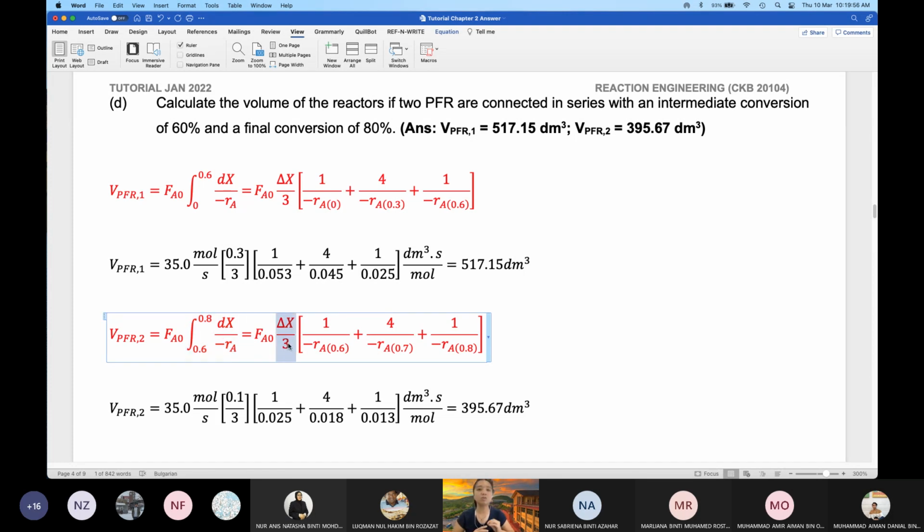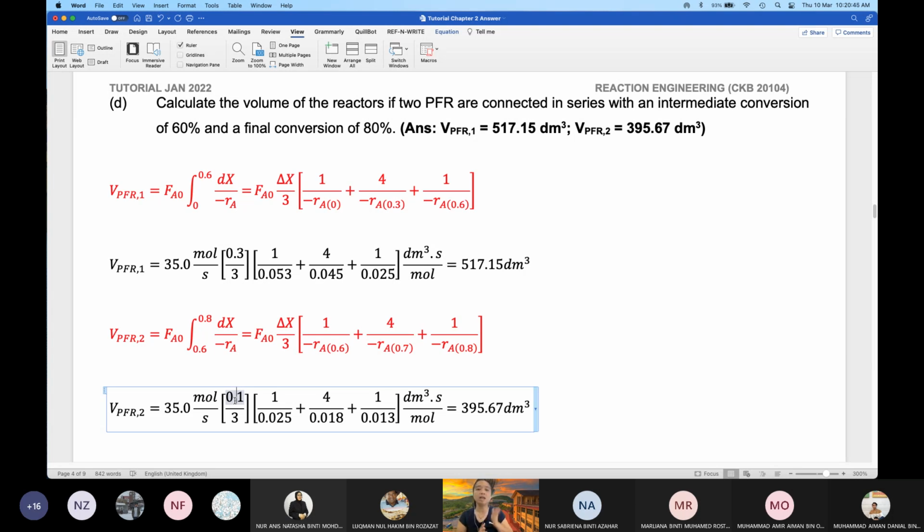This delta x, again, is the part where students always make the mistake. Now you have to understand, lower limit 0.6, upper limit 0.8. So X1 is 0.6, X2 is 0.8. The middle x between 0.6 and 0.8, the midpoint, is 0.7. So delta x, the gap or the difference from 0.6 to 0.7, is 0.1. From the back, 0.7 to 0.8, the delta x is also 0.1, the difference. That's why delta x is 0.1. This is the part students always make mistakes when finding delta x, so I have to keep repeating it.